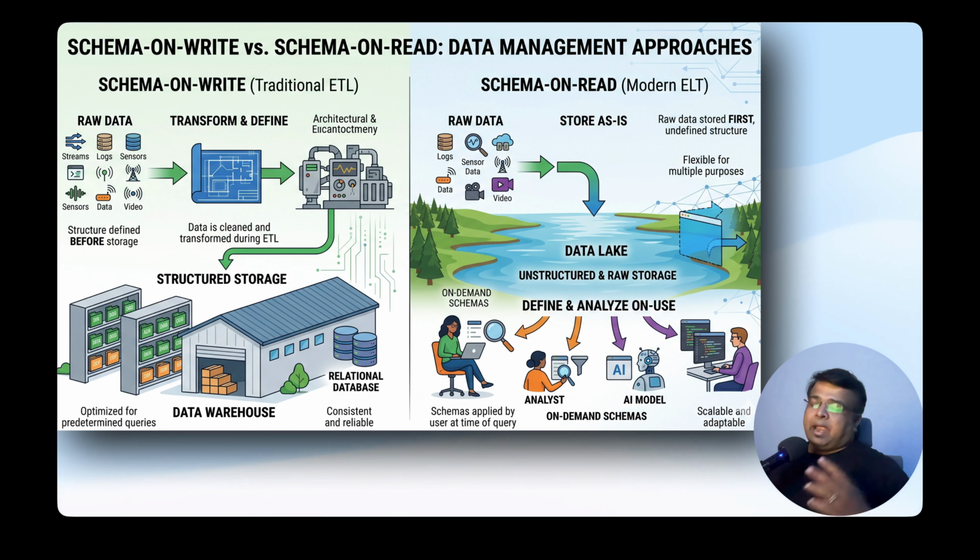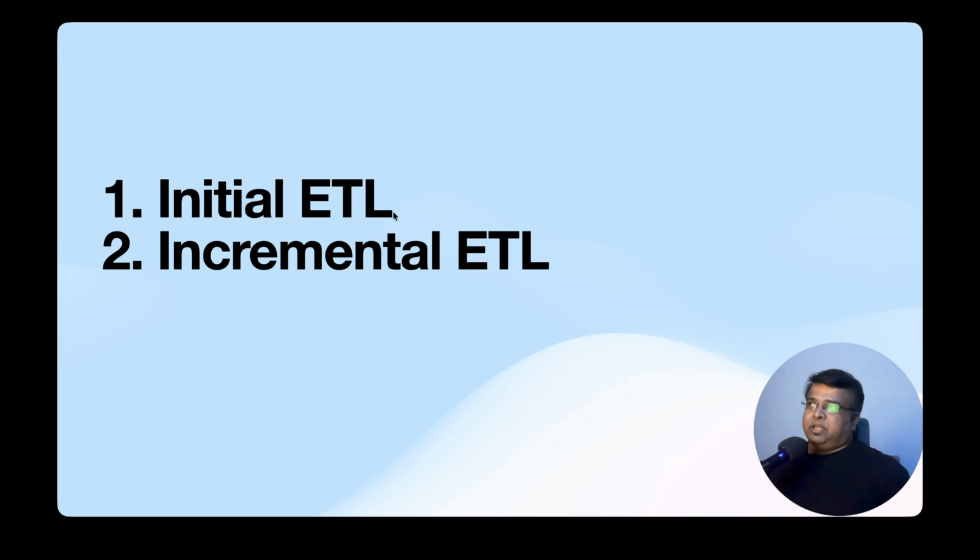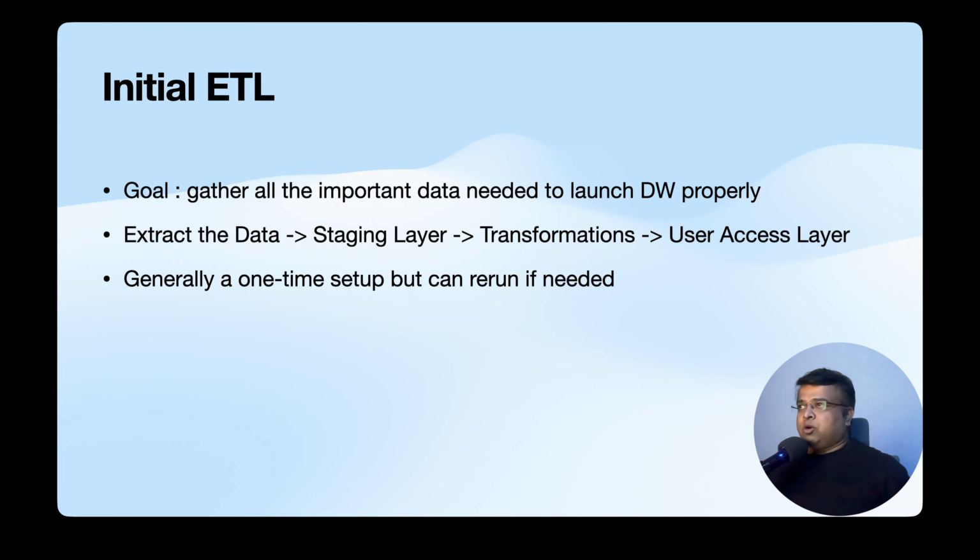So, in simple terms, traditional data warehousing usually follows ETL. Modern data lakes and big data platforms often prefer ELT, and hybrid environments may use a combination of both depending on the use case. Now, ETL itself usually happens in two major forms. One is initial ETL, the second one is incremental ETL.